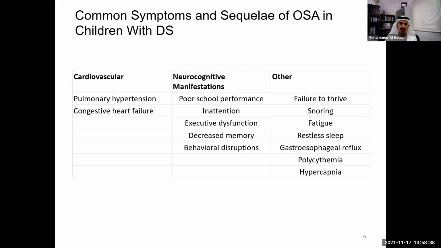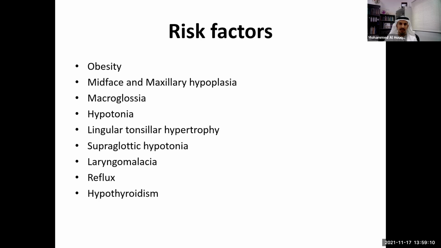What about in children? Well, in children, most of the time, patients will present with failure to thrive, snoring, fatigue, restless sleep, reflux, polycythemia, hypercapnia, and most of the time, the family would also complain of poor school performance, inattention, executive dysfunction, decreased memory, and behavior disruption. They could also present with complications like pulmonary hypertension and heart failure.